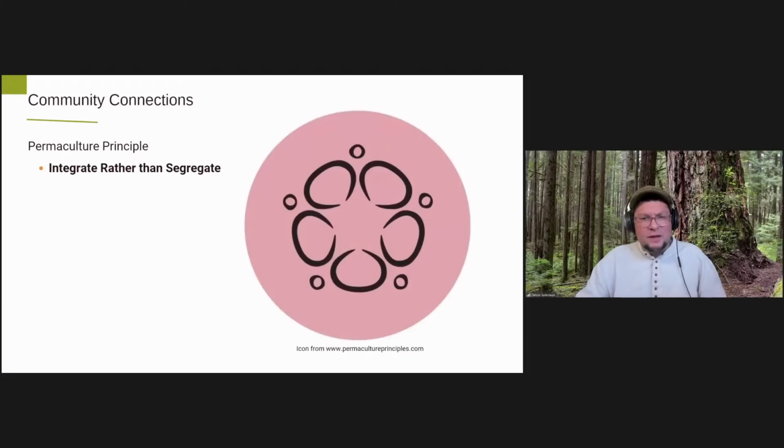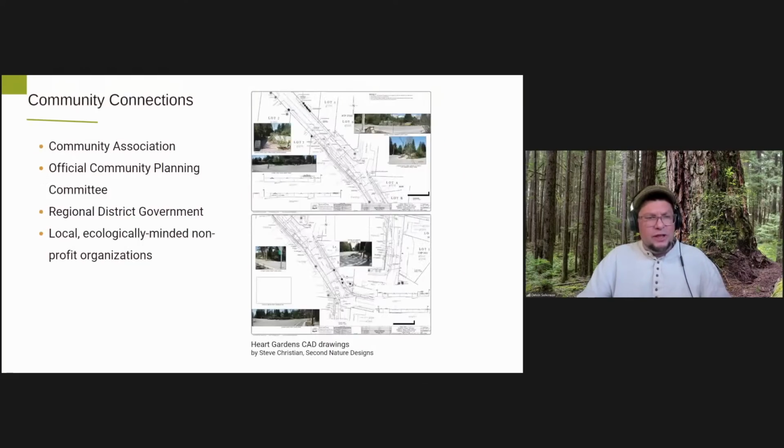Finally, I wanted to highlight the permaculture principle, integrate rather than segregate, which looks to enhance the relationships between elements, since the connections between elements can bring more ecological benefit than the individual elements themselves in many cases. So I worked in conjunction with the community association, the official community planning committee, regional district government, and local ecologically minded nonprofit organizations in my process of inviting public participation in the gardens, as well as expanding them onto district land beyond the property's edges.